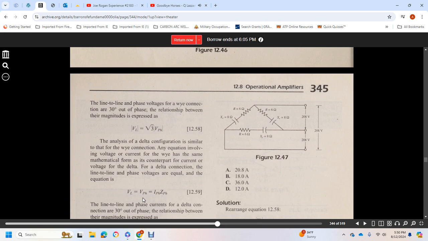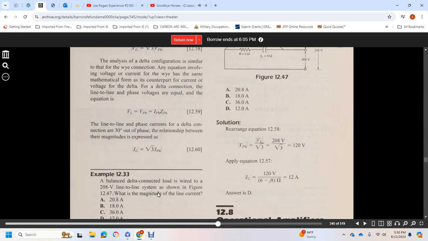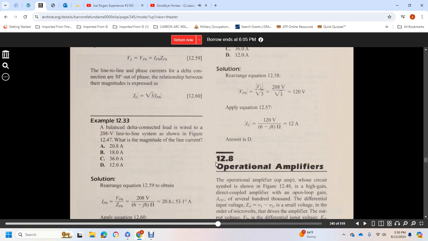Analyzing the delta configuration is similar to the Y connection; the equations involving voltage and current are of the same mathematical form. For the delta connection, the line-to-line voltage equals the phase voltage, and the phase current equals the phase voltage over the phase impedance. The line current and phase currents in a delta connection are 30 degrees out of phase, and the relationship between the magnitudes is that the line current is equal to the square root of 3 times the phase current.